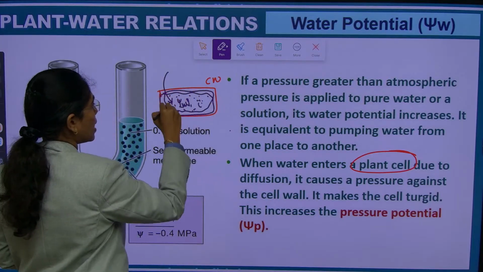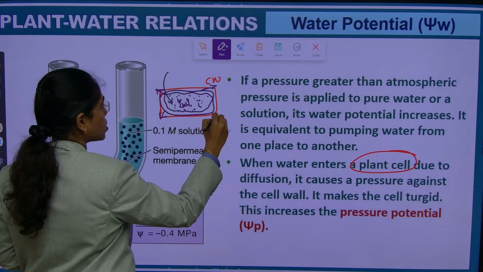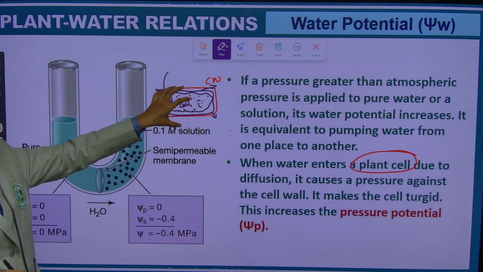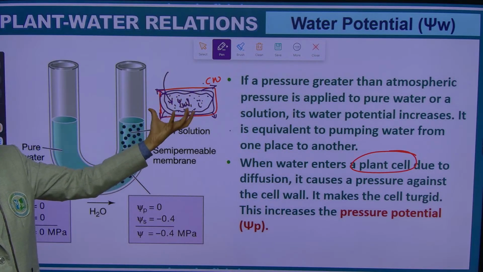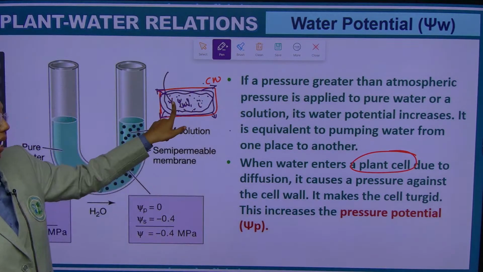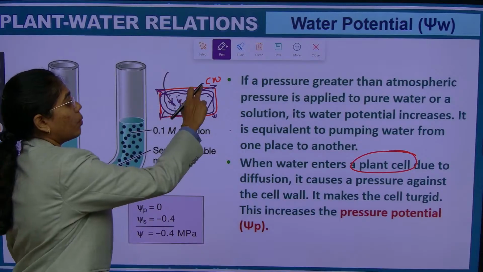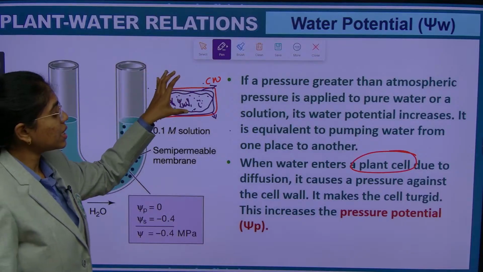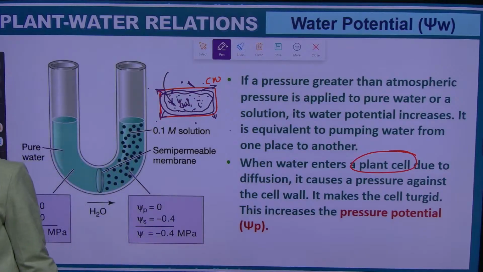and here the cell membrane is exerting some pressure on the cell wall, right? The pressure that is put by the cell membrane on the cell wall as the cell is getting turgid, that potential is known as pressure potential. When water enters into a plant cell due to diffusion, this causes a pressure against the cell wall. This will make the cell turgid on the whole. This increase in the pressure is known as pressure potential. Fine, right? Any doubt anywhere?